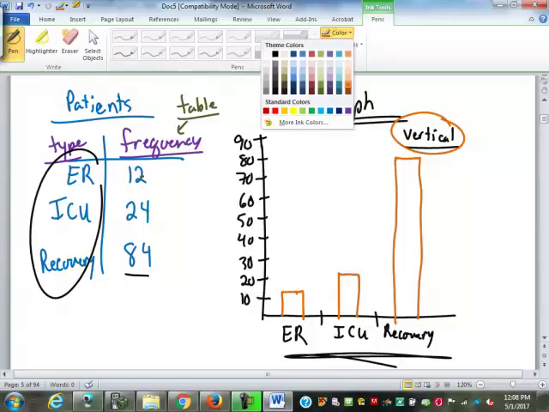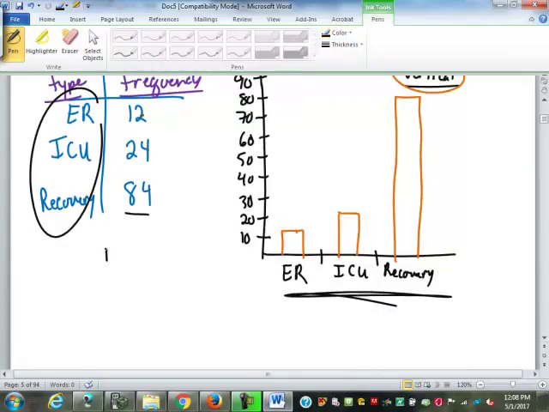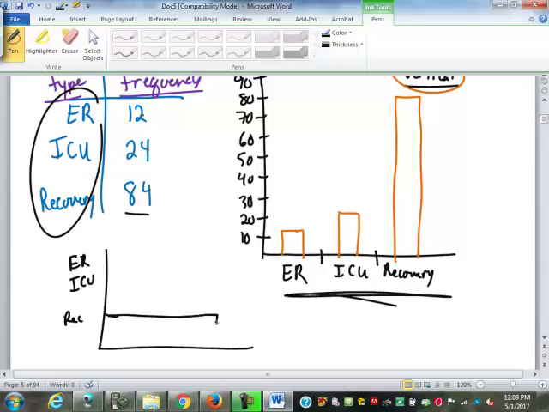It implies that there's something called a horizontal bar graph. And that would be a graph like this where you'd put ER, ICU, recovery on the side here, and the bars would go like this. You'd have the numbered scale across the bottom down here.